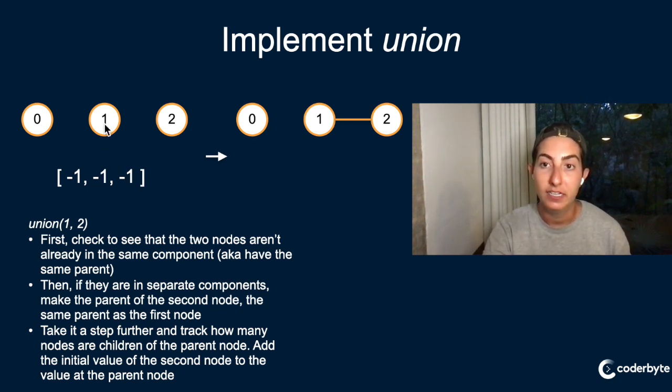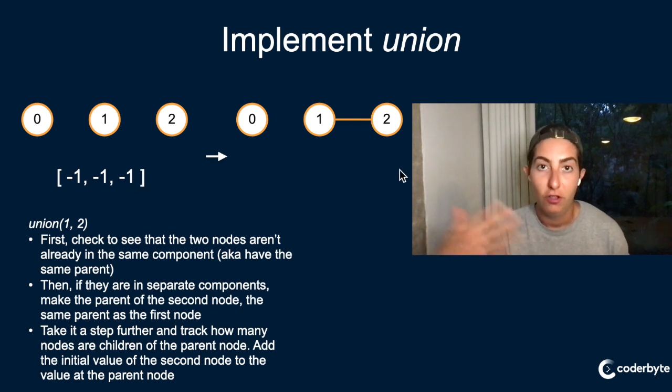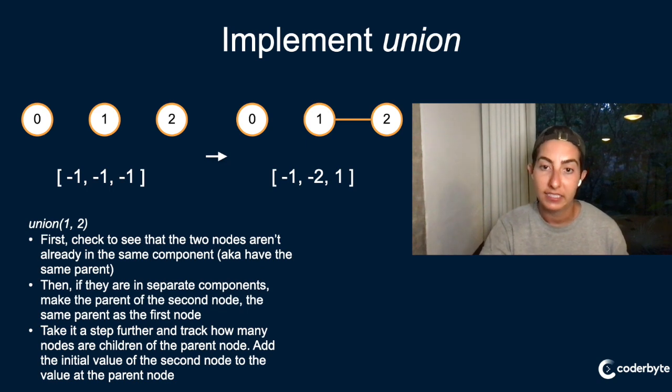Because now 1 is a parent of 2. So its component is a size of 2. And then 2, its new parent is 1, right? So instead of -1 here, we'll set it to be the first node, right? So that's just going to look like this.